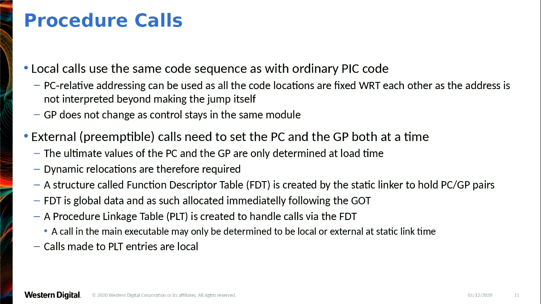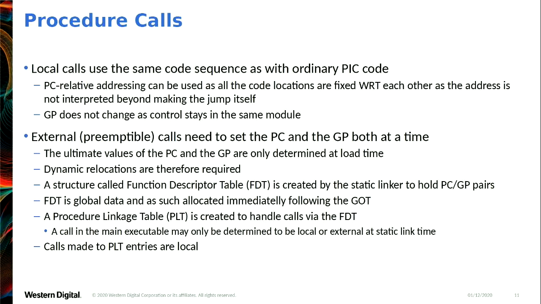So for procedure calls, we have three cases to consider. For local calls, we can use the same code sequences as with ordinary PIC code, because the address of the function will be in the same module, so it can be reached with PC-relative addressing, and there is no need to update the global pointer because we're going to be in the same module.